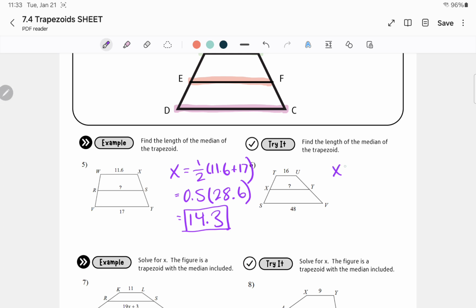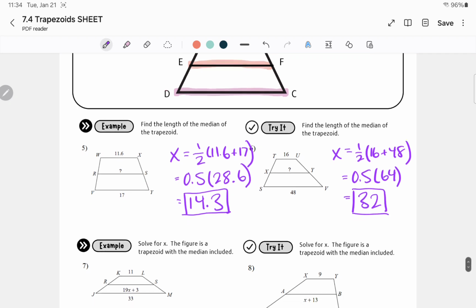All right, so same thing, our unknown, our mid-segment, our median here is going to be half the sum of the bases, which are 16 and 48. All right, so 1/2, let's just change it to 0.5 just to make it easier for the calculator if we're going to use that. We could keep it as 1/2 if we want to, it's okay. And then 16 plus 48 is 64. And then half of 64 is just 32.